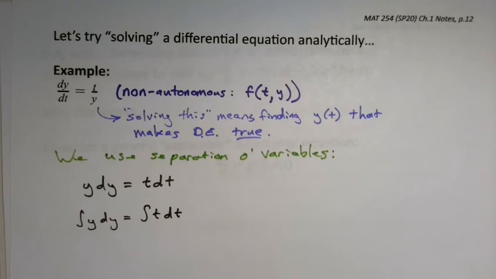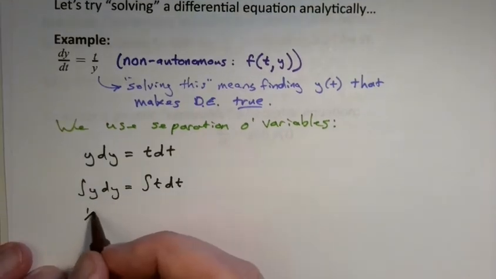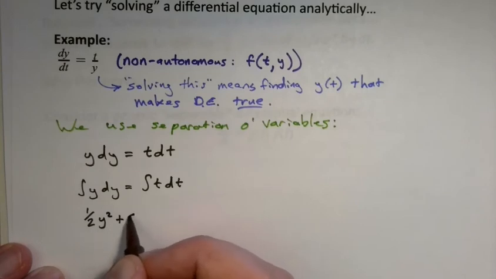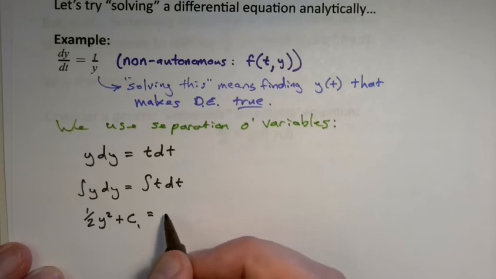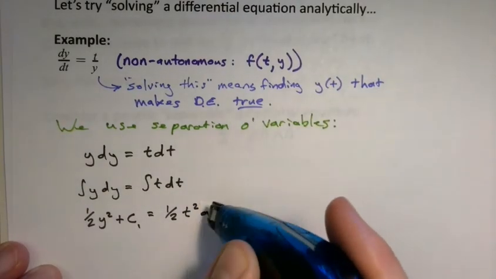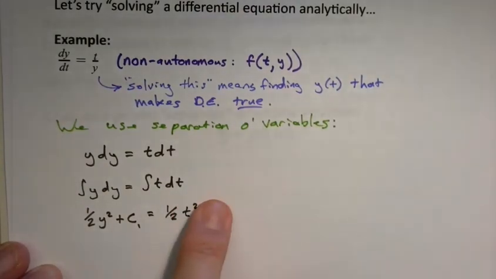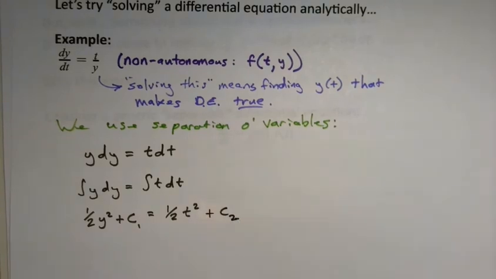And those aren't terribly tricky integrals. The integral of y with respect to y is just 1/2 y squared plus a constant. I'll call that c1. And then over here, the integral of t with respect to t is just 1/2 t squared plus c2. Now you'll notice I'm on purpose leaving the c1 and the c2 there because they are technically two different constants from two different integrations.